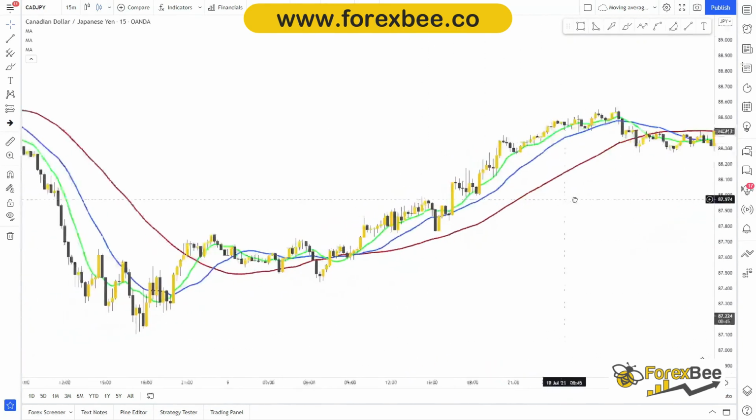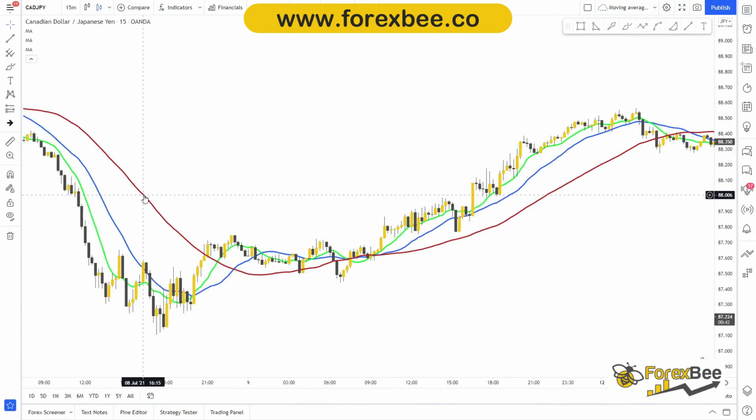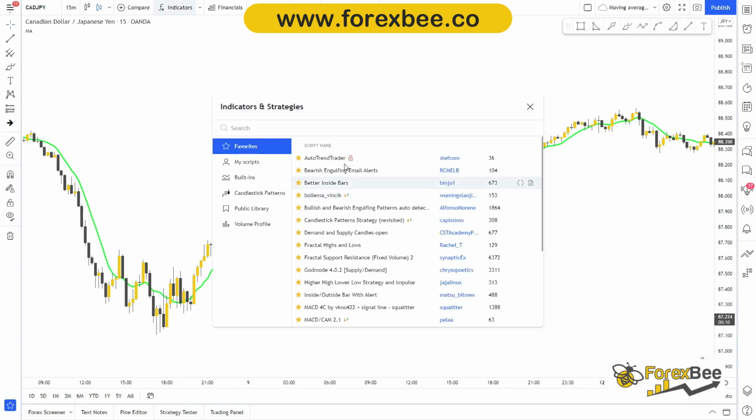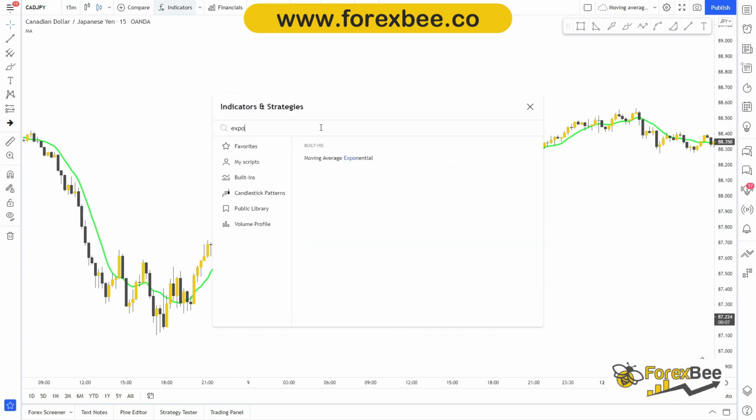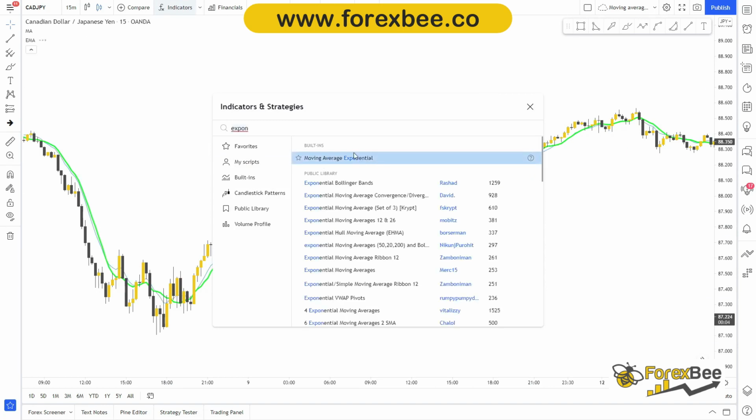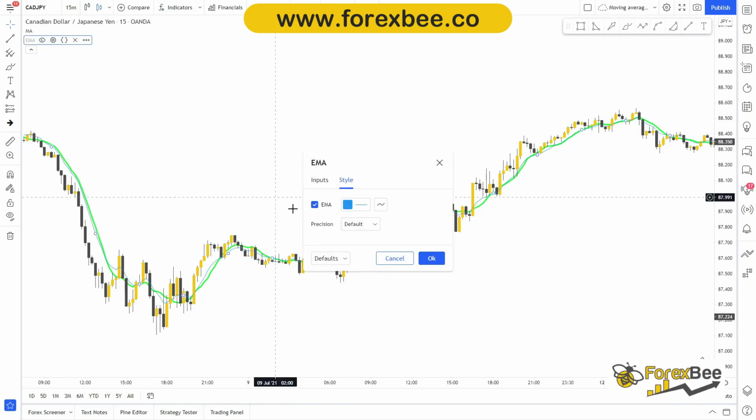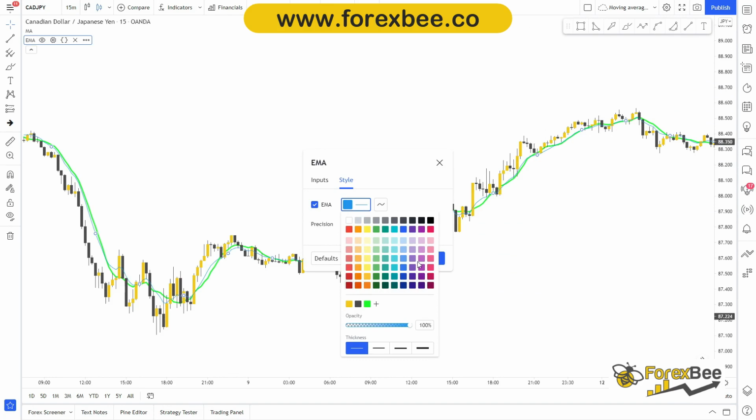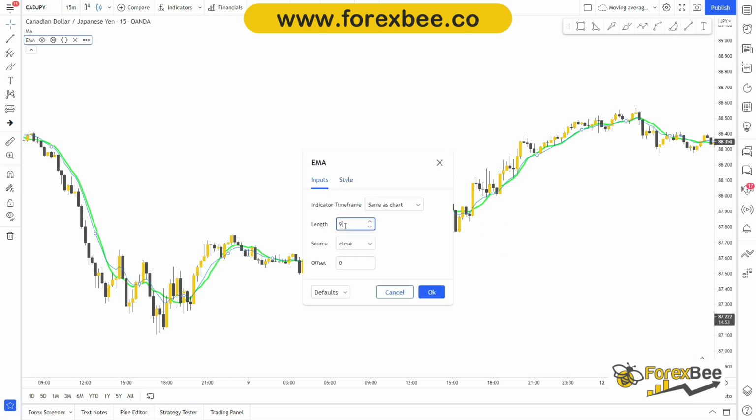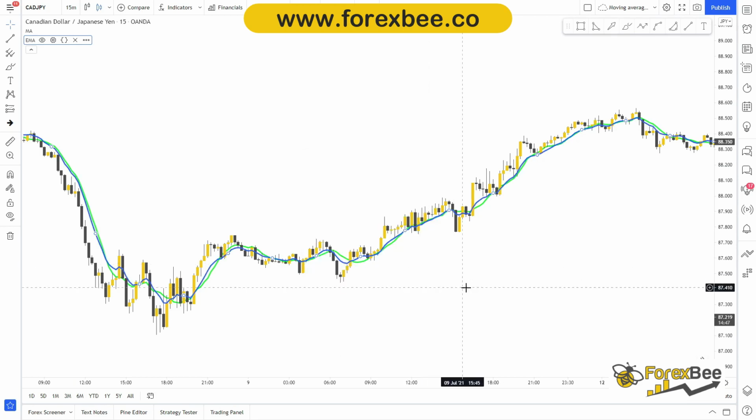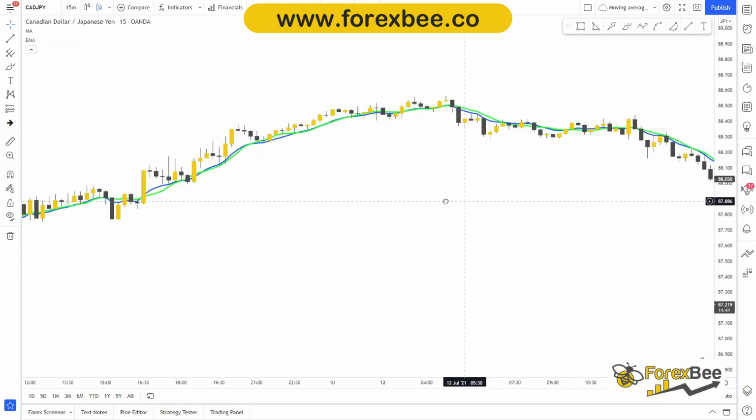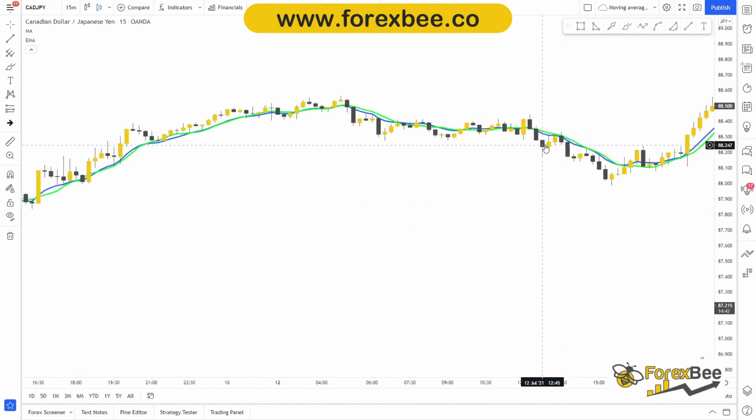Now let me explain how the simple moving average differs from the exponential moving average. After that we're going to see how they're used for the detection of trends. So let me go ahead and put the exponential moving average on the chart. Now let me change the parameters here to blue. Let me keep this 9, and let me also change the thickness. So here you can see that the lines differ a bit.